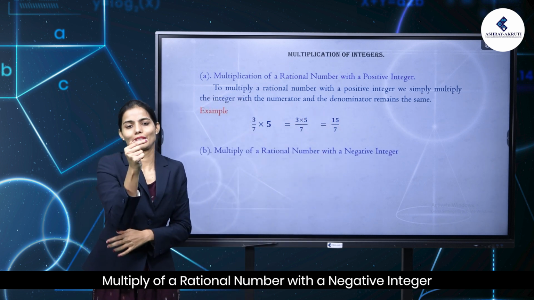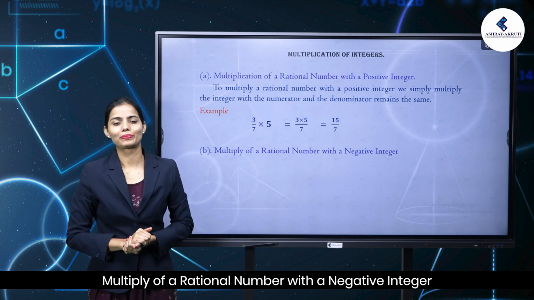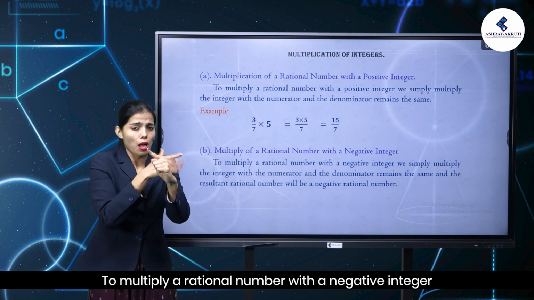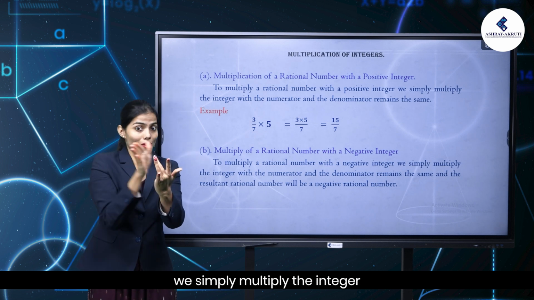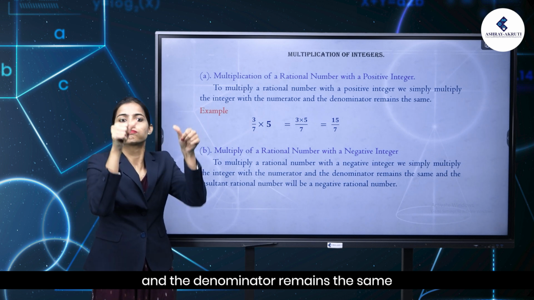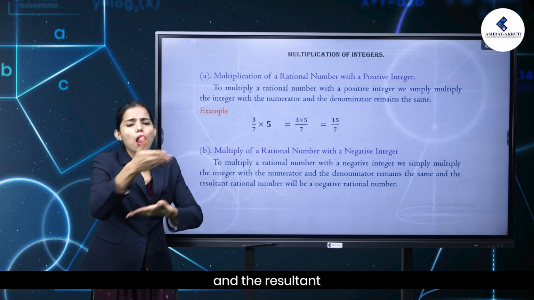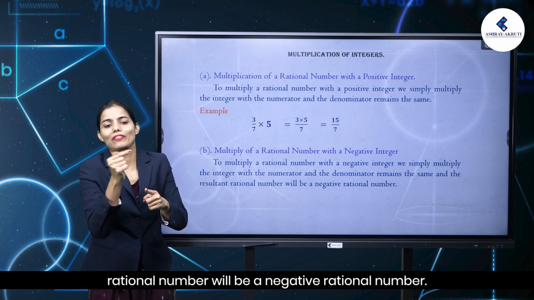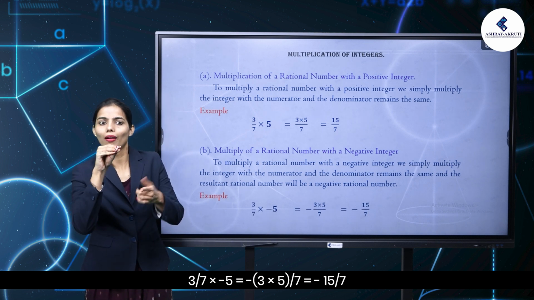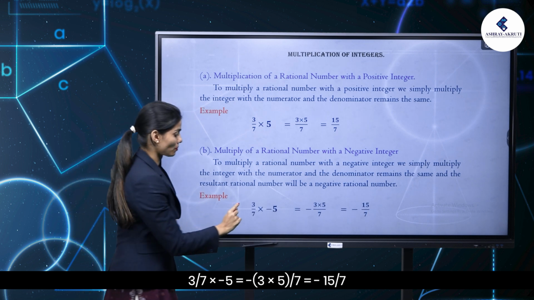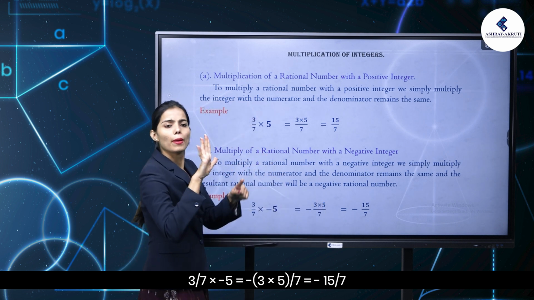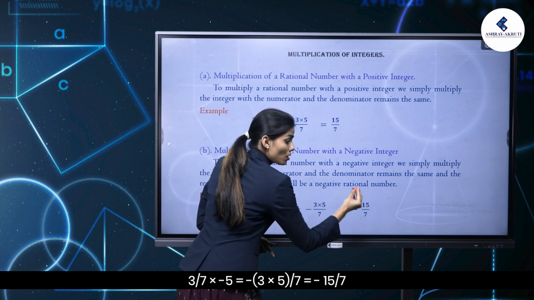Multiplication of a rational number with a negative integer. To multiply a rational number with a negative integer, we simply multiply the integer with the numerator and the denominator remains the same, and the resultant rational number will be a negative rational number. Example. 3/7 into minus 5 is equal to minus (3 into 5)/7, which is equal to minus 15/7.